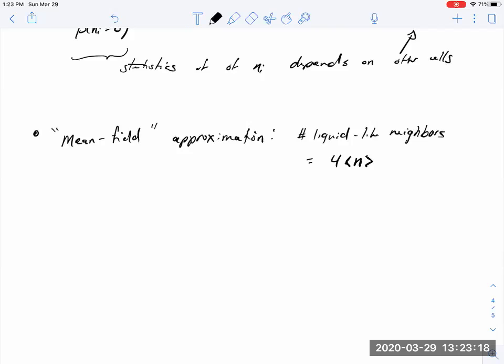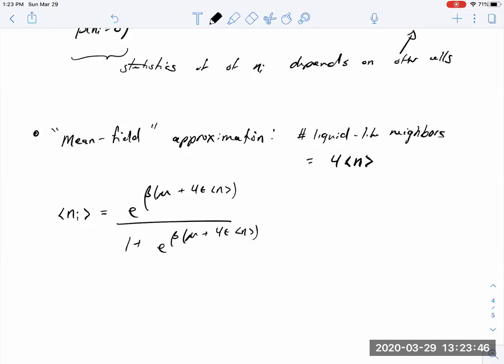So the number of liquid-like neighbors is just going to be 4 times the average number of cells that are liquid-like. And when I make that approximation, I can write down the average of cell I being occupied just as e to the beta mu plus 4 epsilon average of n over 1 plus e to the beta mu plus 4 epsilon average n. That still is an equation that has the average of ni over here on the left and the average of n's over on the right.